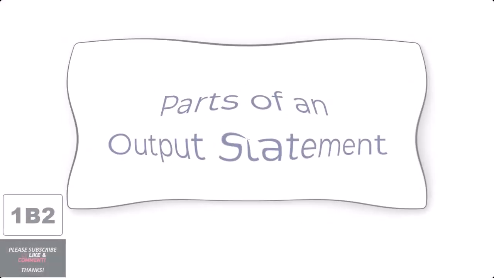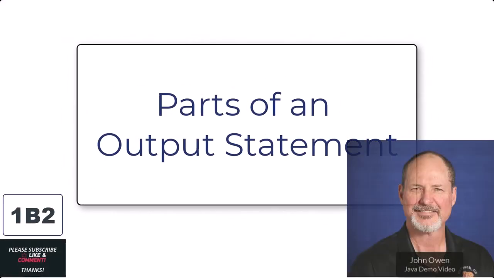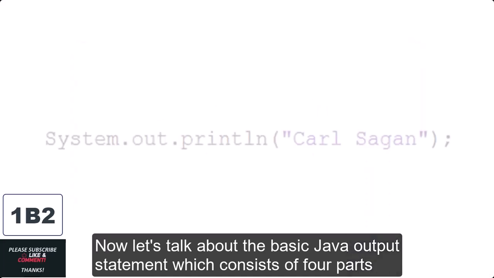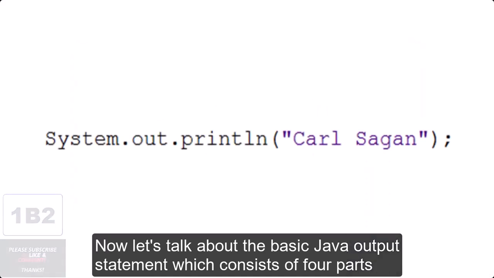Welcome to Java, parts of an output statement. Now let's talk about the basic Java output statement, which consists of 4 parts.